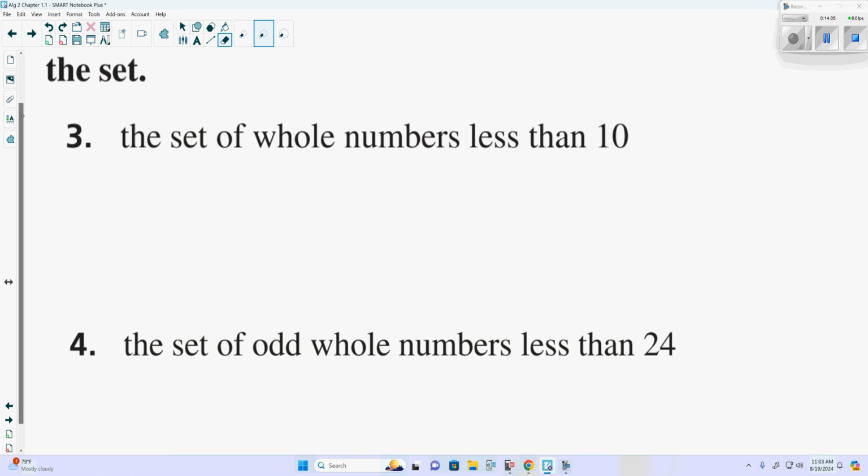So, let's look at these first few here. And we're going to do some examples. So it's number 3, the set of whole numbers less than 10. And there's different ways we can write this. So we could write it increasing or decreasing. What is the smallest whole number? 0. What's the biggest?